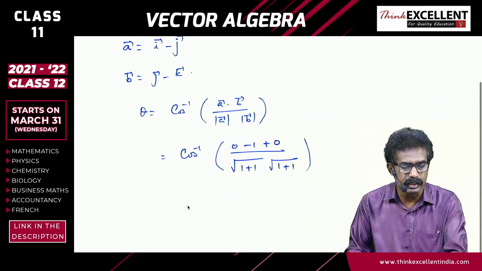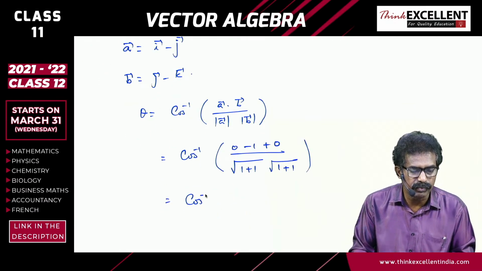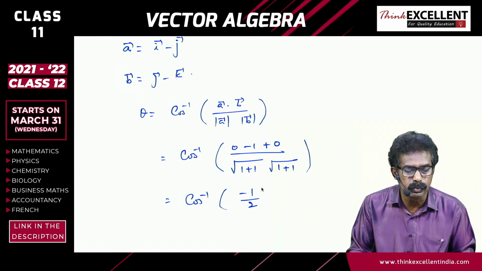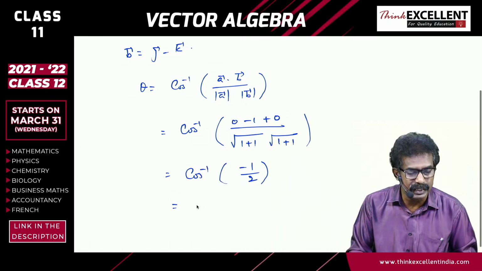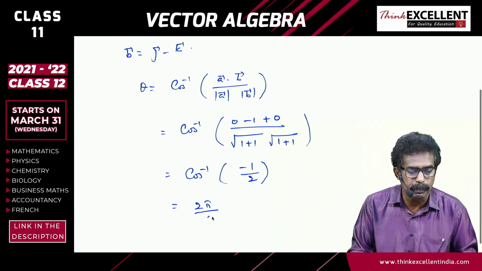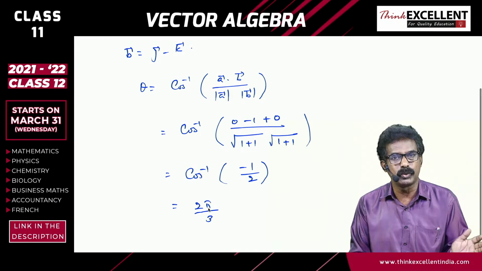So you are getting cos inverse of minus 1 by root 2 into root 2, it is what? 2. Cos inverse minus 1 by 2 is 120 degree. It is 2 pi by 3. Pi by 3 is 60. 60 into 2 is 120.